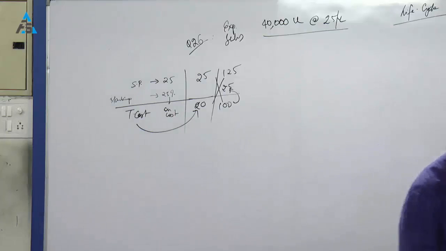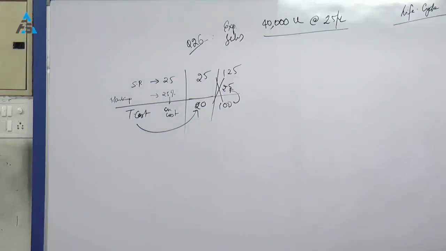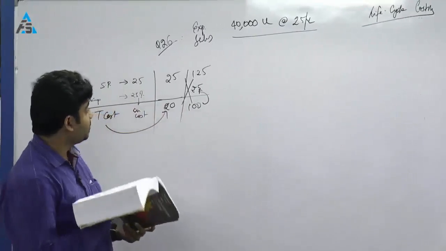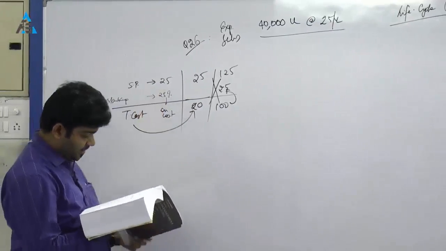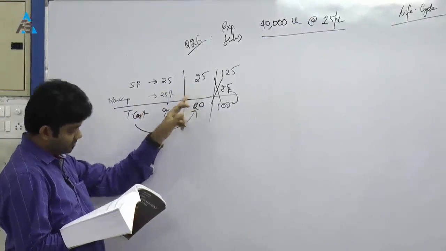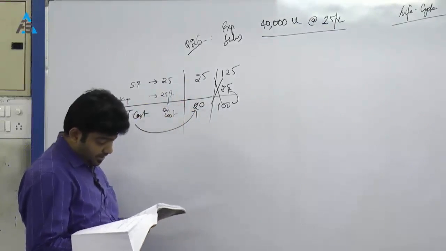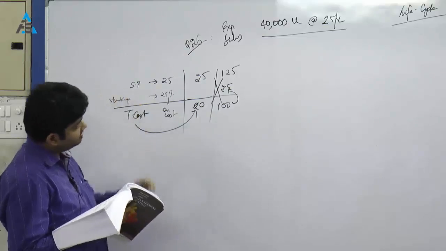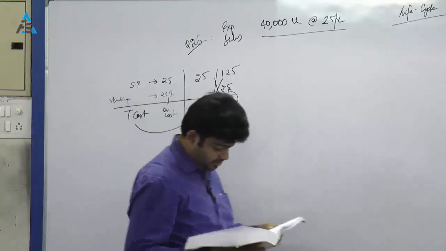I'll just repeat the question again. A company is planning a new product. Market research information suggests that 40,000 units of the product can be sold at a maximum of rupees 25 per unit selling price. Company seeks a minimum markup of 25% on product cost. So 25% on product cost. It is estimated that the lifetime cost of the product will be as follows. So now they have given me the entire information of the product cost.